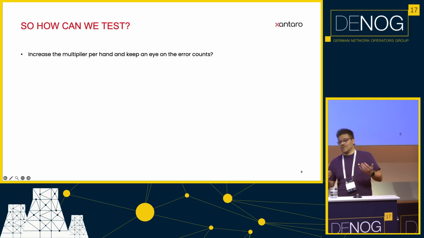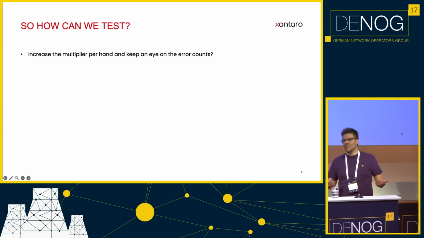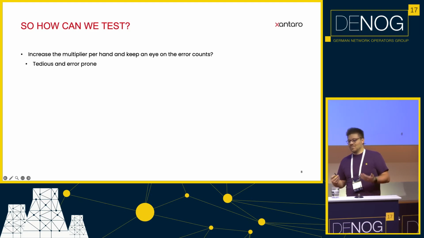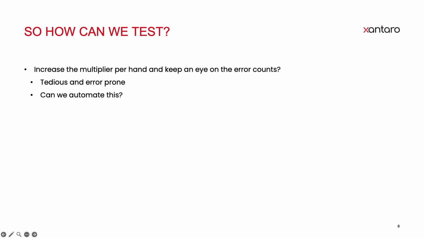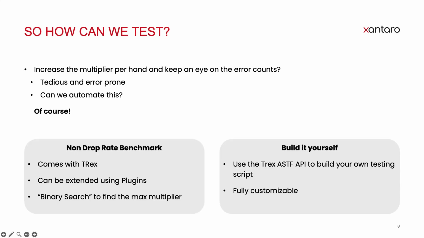Of course, you can just start the test, sit there, watch the error counts, and see if it's fine. But this is quite tedious, quite error-prone, and isn't really a lot of fun. So can we automate this? Of course we can. There are two approaches. TRex comes by default with a non-drop-rate benchmark. This originally was introduced for the stateless mode, but got support for the advanced stateful mode later.